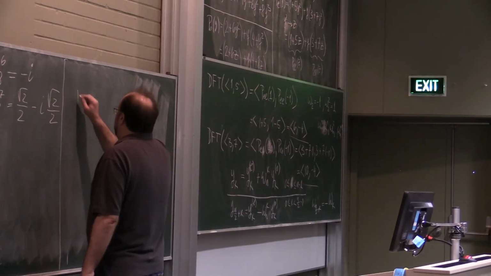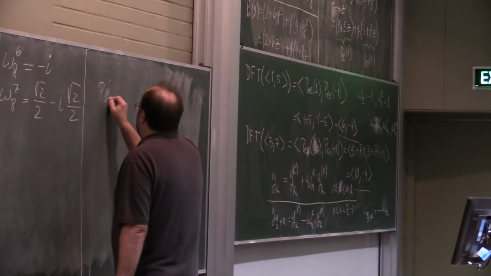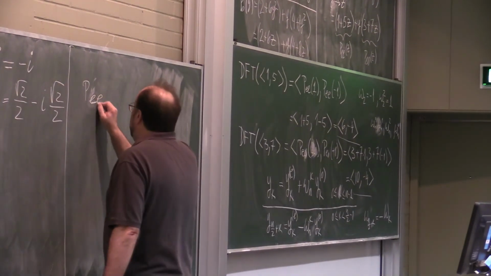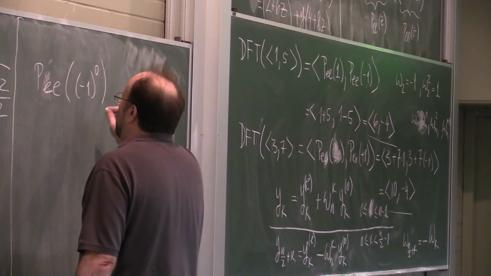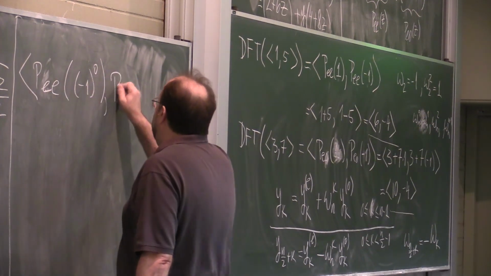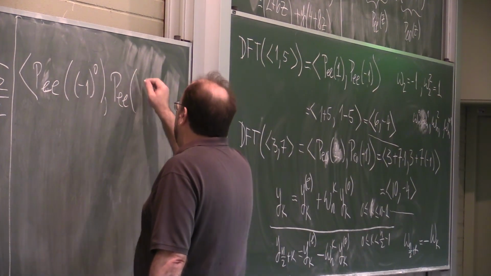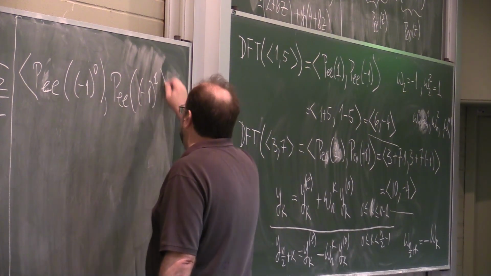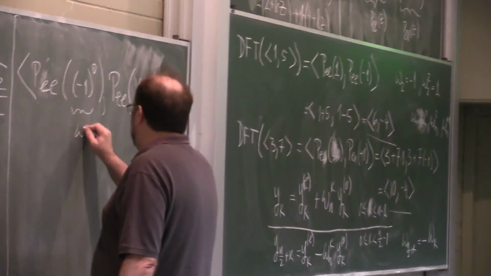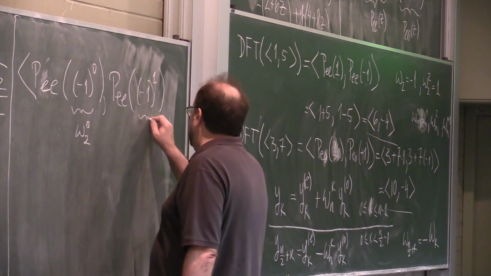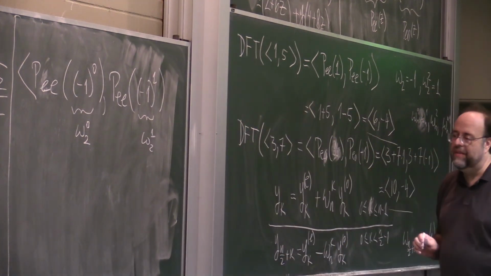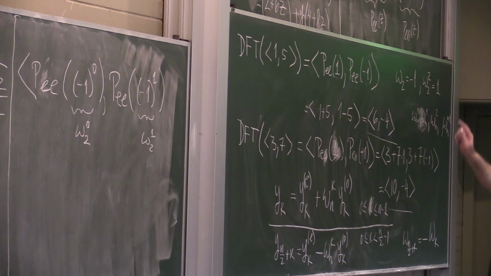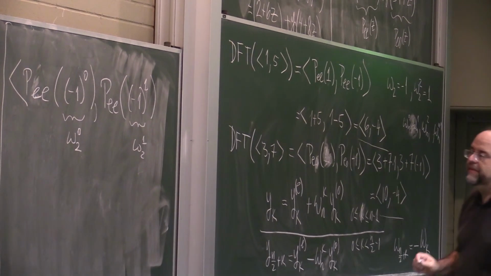So we have P E of minus 1 to power 0, P E at minus 1 to the power 1, because this is omega 2 to the power 0, and this is omega 2 to the power 1. Okay? Okay, so the second Fourier transform that we have to compute is the sequence 2, 4, 6, 8.